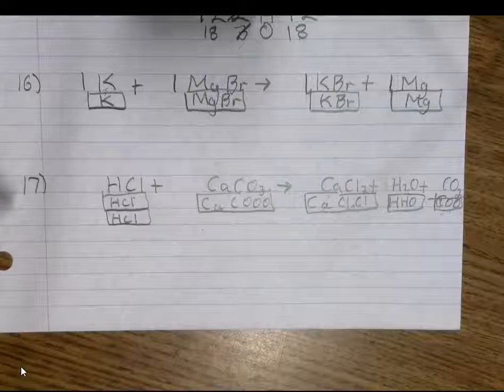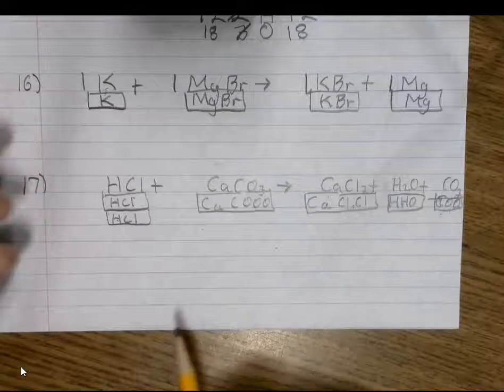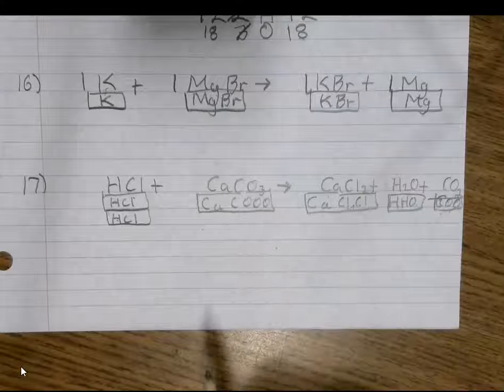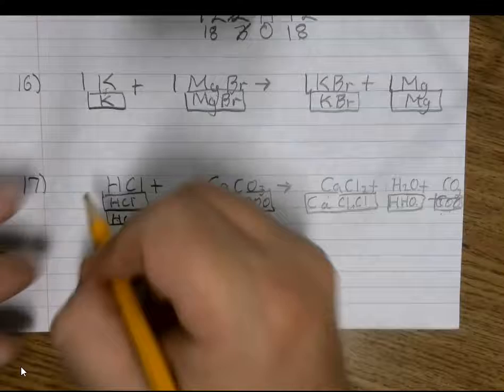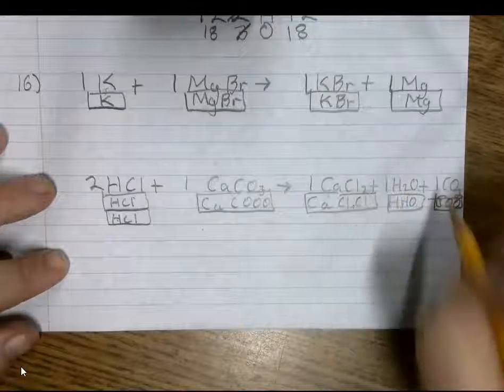Okay, hydrogens are now in balance, 2 and 2. Oxygens are 1, 2, 3 and 1, 2, 3, so it looks like everything's in balance. So we have 2, 1, 1, 1, 1.